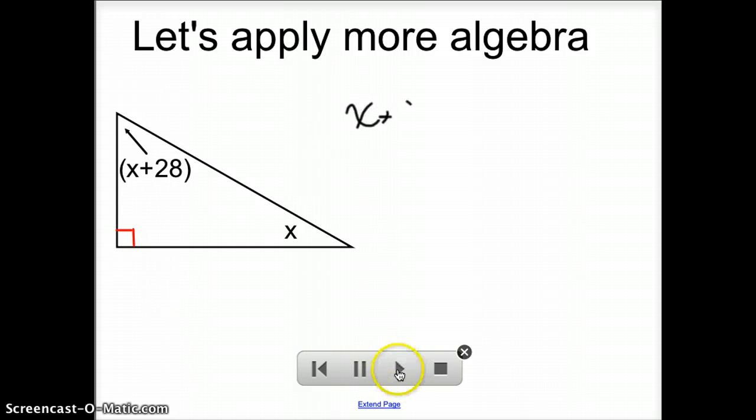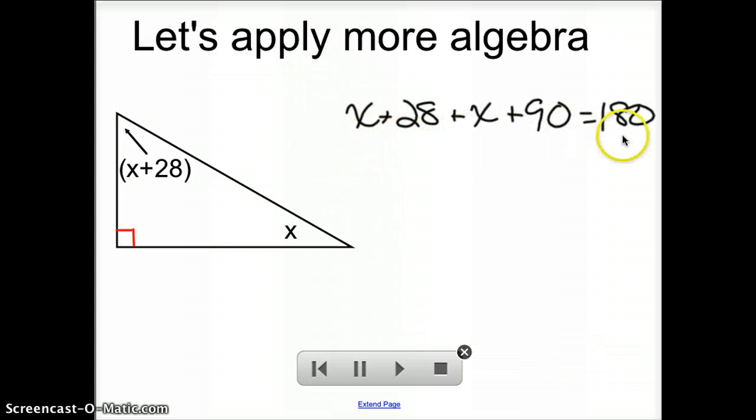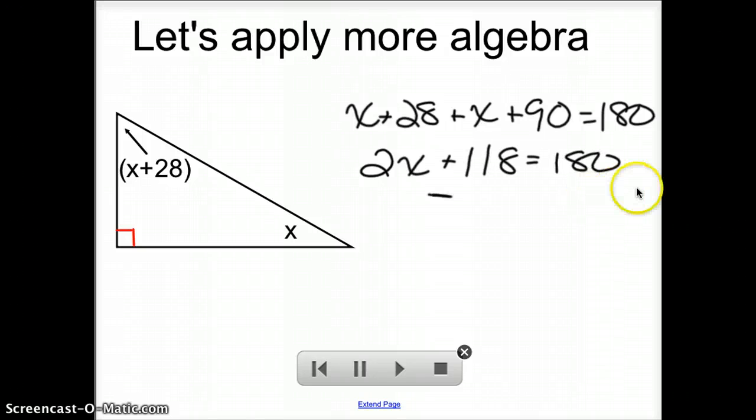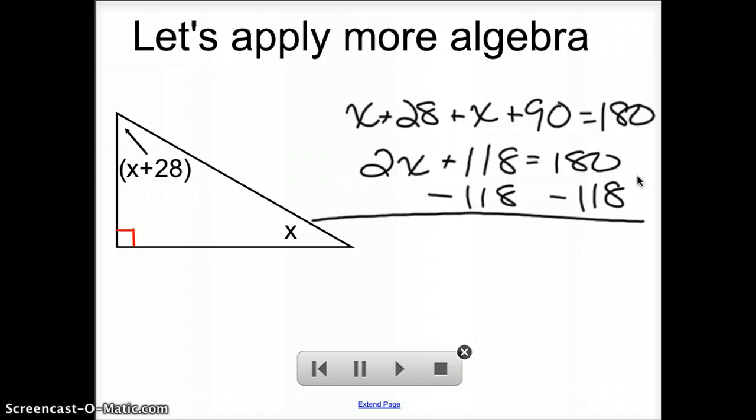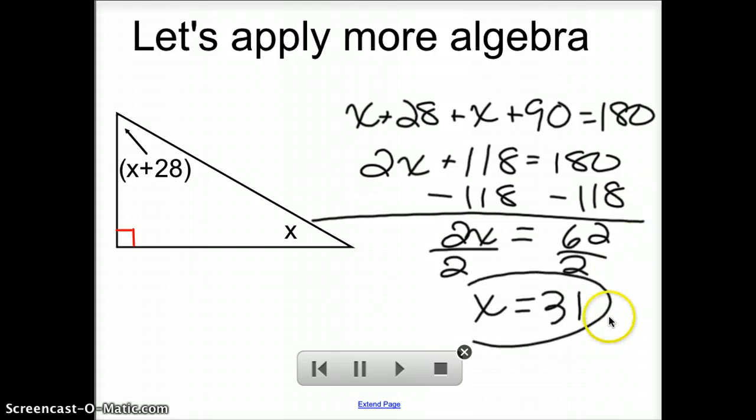We know that it equals 180, so we're going to take our three angles, add them together to equal 180, combine like terms, and now we have a two-step solution where we would solve for x. Once we get our value for x, we then take that value and plug it in to find that the other value of the angle is 59.